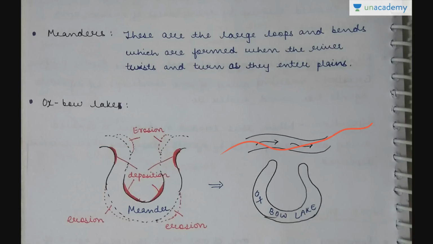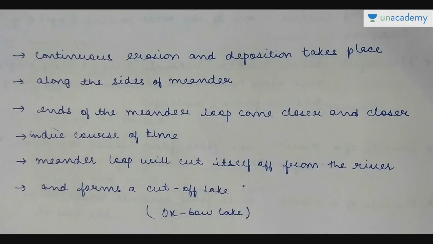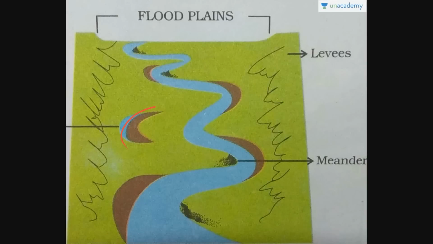See, the main river will start flowing like this, and this area, with gradual erosion and deposition, will become separated and form a separate shape. Because of the shape, it is known as an oxbow lake. So this will form a separate area. It is happening because of continuous erosion and deposition. You can see here it has now separated itself from the main course. The river is now following this course, and it is the oxbow lake. The name is not visible, but it is the same thing.